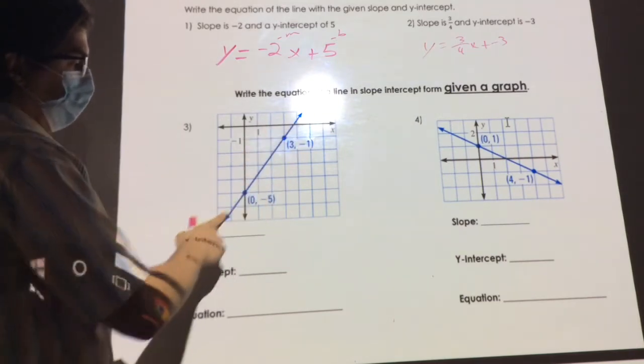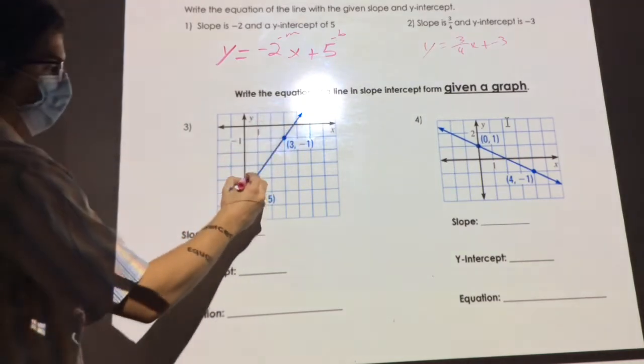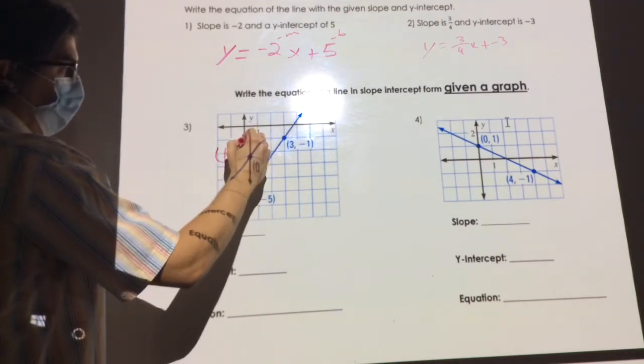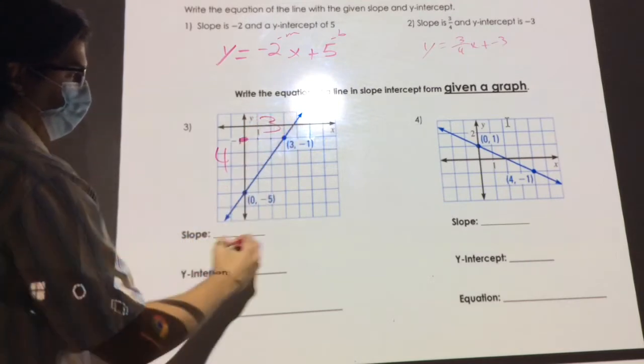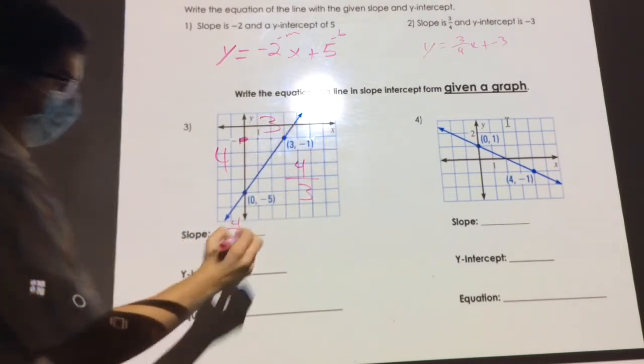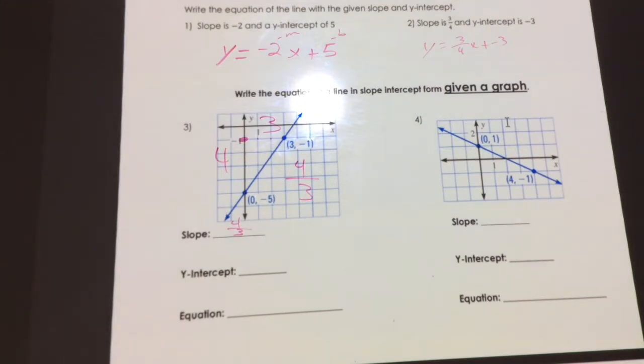Is this a positive or a negative line? Positive. Okay, so I'm going to go up 1, 2, 3, 4. I'm going to go over 1, 2, 3. And so my slope is going to be 4 over 3. Does anybody have any questions or any objections to what I just did there?